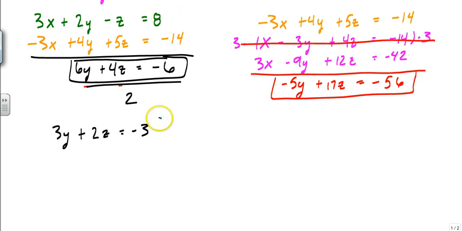And then my second new equation is negative 5y plus 17z equals negative 56. Now this is where it gets a little difficult. I can solve for one variable by substituting, so I can solve for z, and then whatever I get for z, plug that into the other equation, that'd be substitution. Or I can do linear combinations.